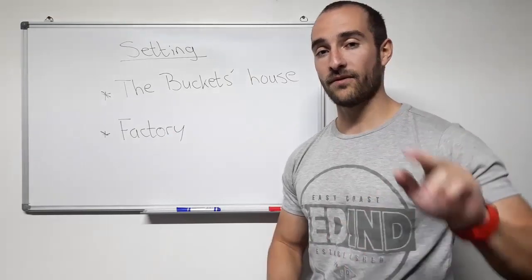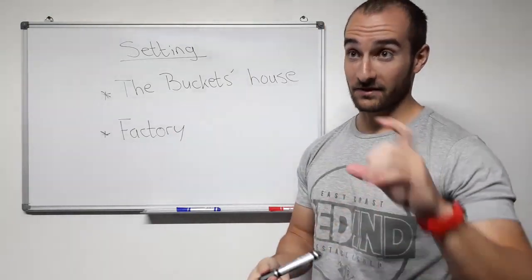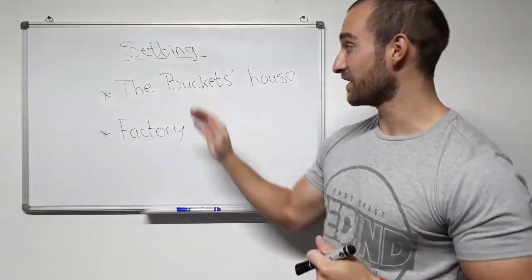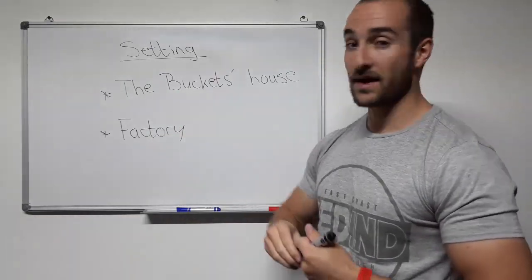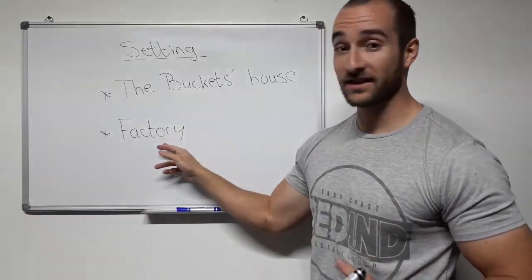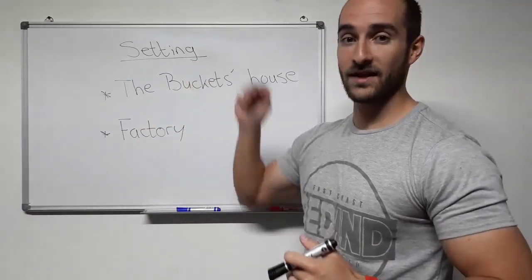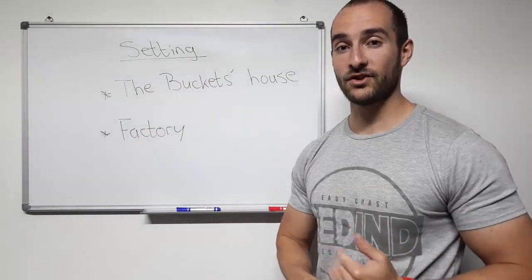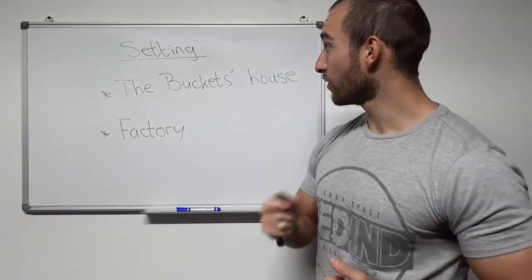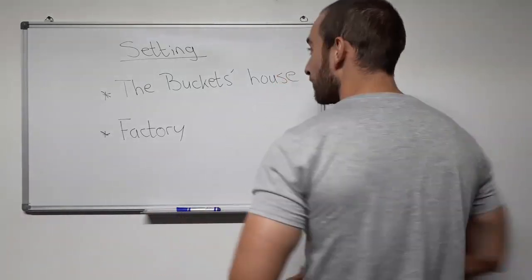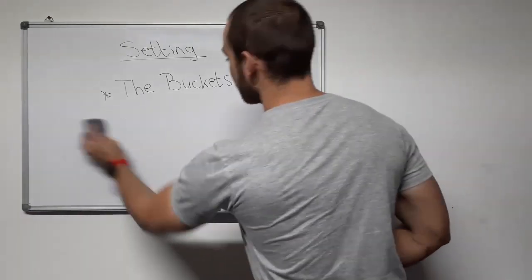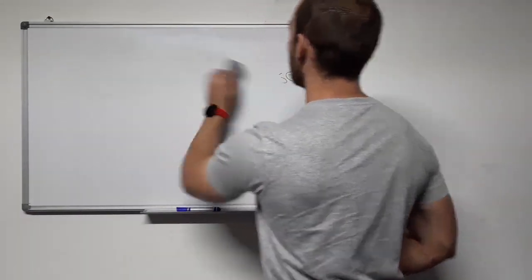These two things play off each other, highlighting each other. So every time we hear about the factory and we think about the Bucket's house, we think how amazing this place is compared to that place. That's what the book is trying to achieve here. And that's all we're going to talk about for setting. You will see this also helps with the next thing we'll talk about, which is theme.